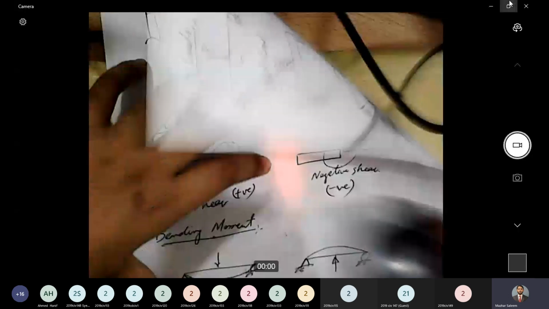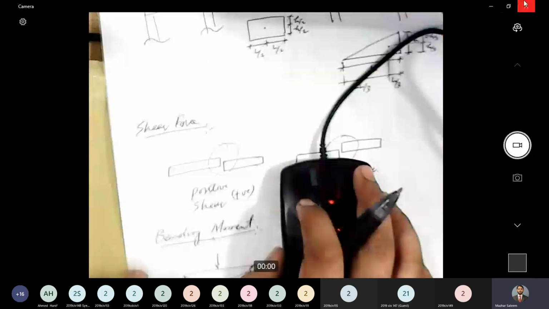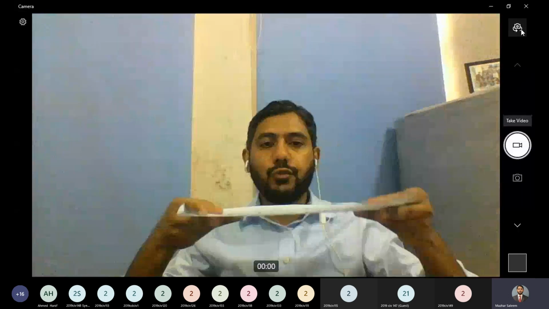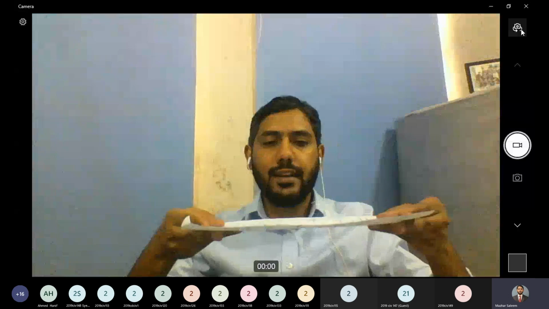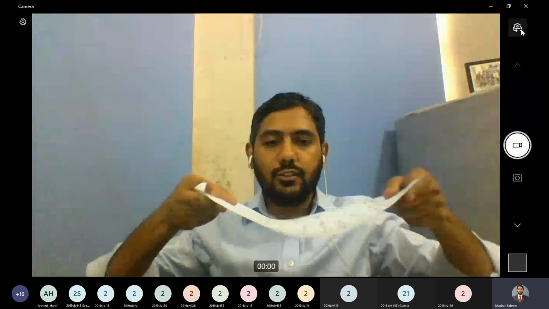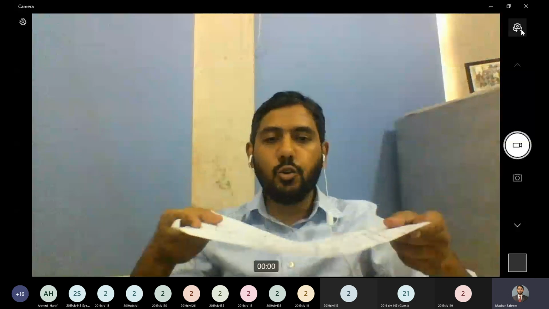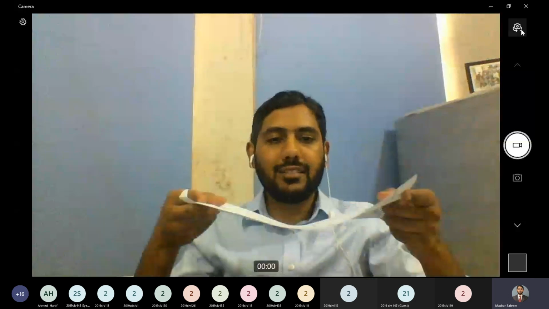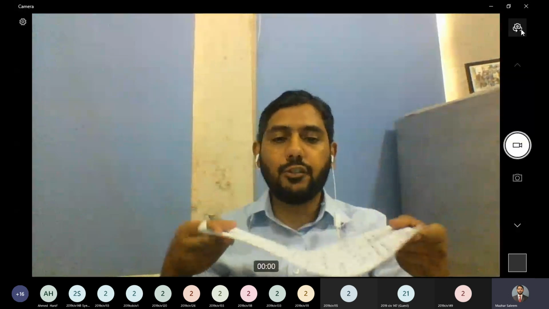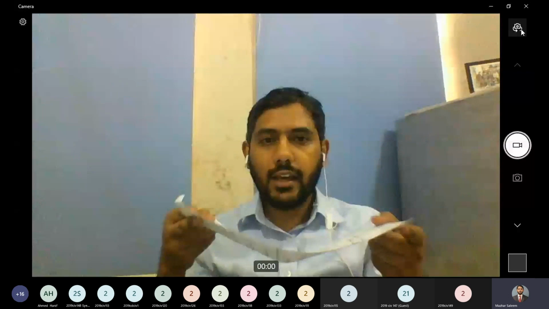Let me give you a quick idea what we mean by sagging and by moment. As I said before, whenever we apply a transverse load on the structure, it has two tendencies. I apply load here, one tendency is to break this member, the other tendency is to bend the member. So the moment that tends to bend the member is termed as bending moment. The question is whether every moment is a bending moment? No, every moment is not a bending moment.